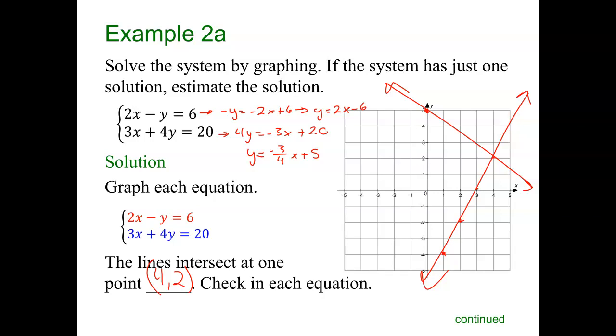The first part is graphing it. You can use your graphing calculator to help you. You can sketch those lines and see where that estimate is located. And then you've got to plug it back in and check.